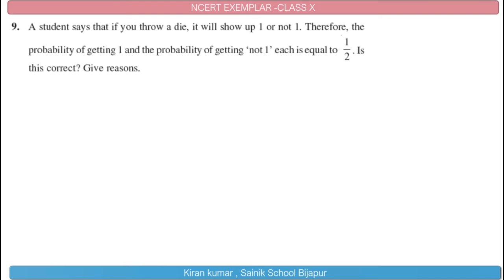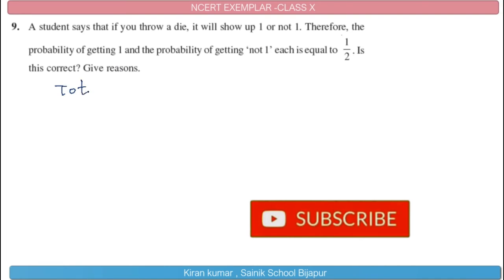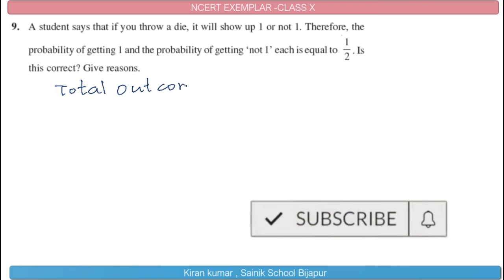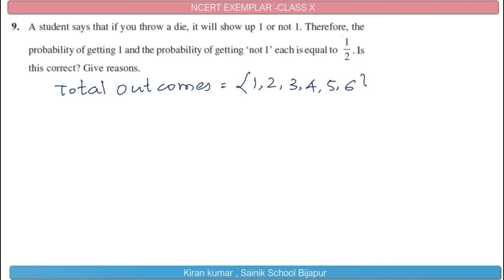Question 9. A student says that if you throw a die, it will show up 1 or not. Therefore, the probability of getting 1 and the probability of getting not 1 each is equal to 1 by 2. Is this statement correct? Give your reason. We all know that this statement will be wrong. The reason is the total outcomes will be 1, 2, 3, 4, 5, 6. There will be 6 outcomes.